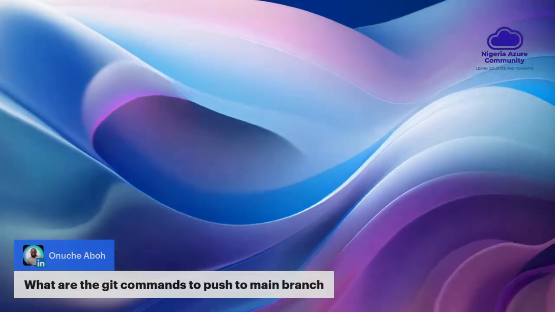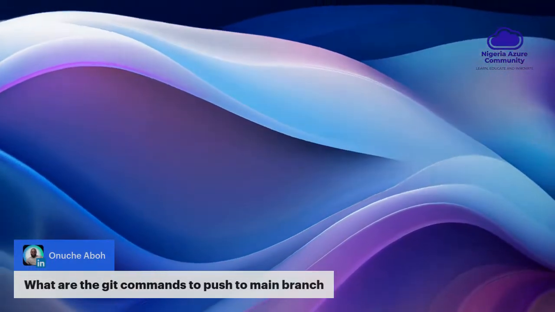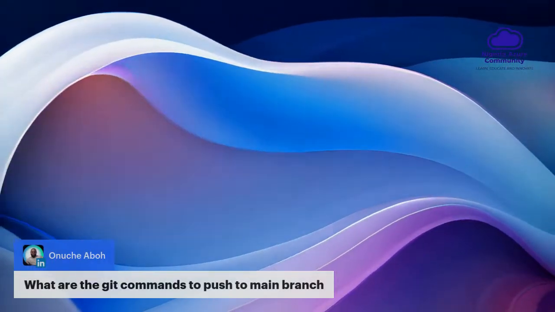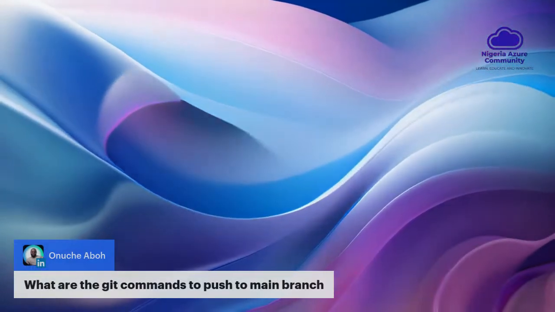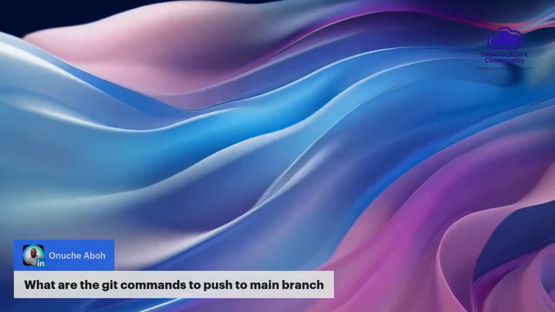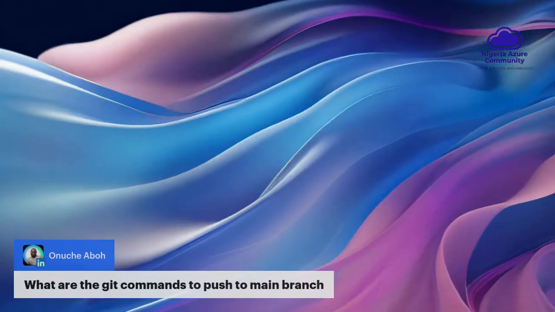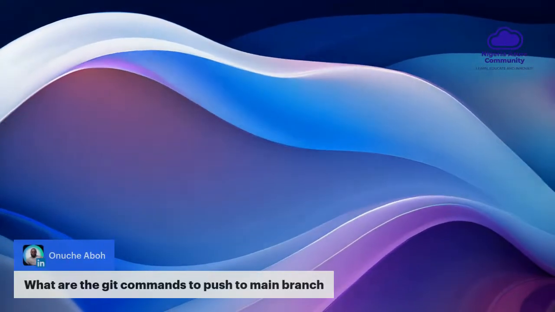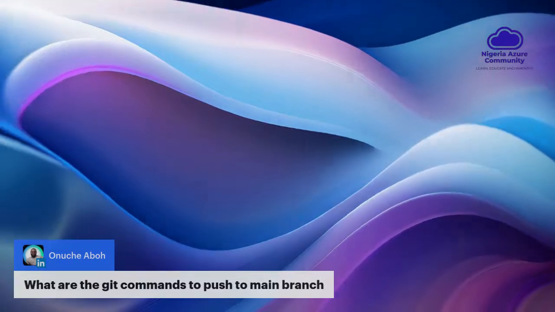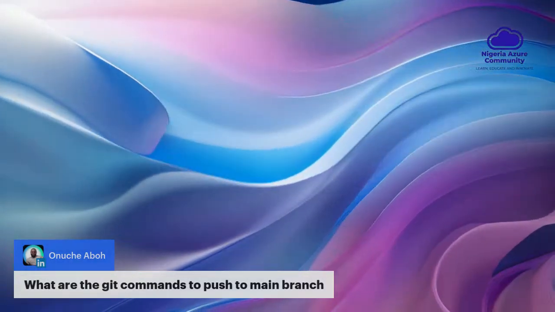Oh, so what is the git command to push to the main branch? So git push is the command. But there are two ways to do that. Let's say you pull an existing image.